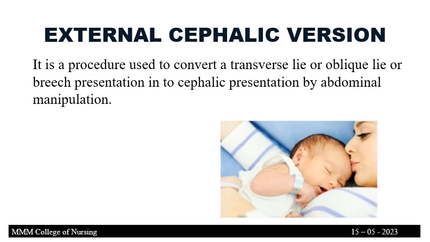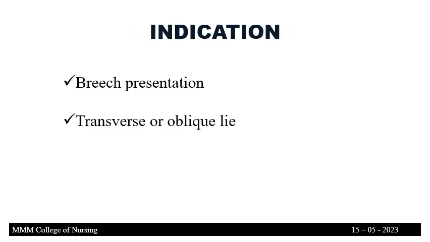First is external cephalic version. Definition: it is a procedure used to convert a transverse lie or oblique lie or breech presentation into cephalic presentation by abdominal manipulation. So this is the definition of external cephalic version. Indication: in what case do we do this ECV? Breech presentation or transverse or oblique lie. So the obvious reason is we want to change this presentation to cephalic. Okay, there we want the head to come first through the vagina. So if it is a breech presentation, we can substitute this ECV. If it is a transverse or oblique lie, we can also employ this method ECV in order to bring the head as the presenting part.